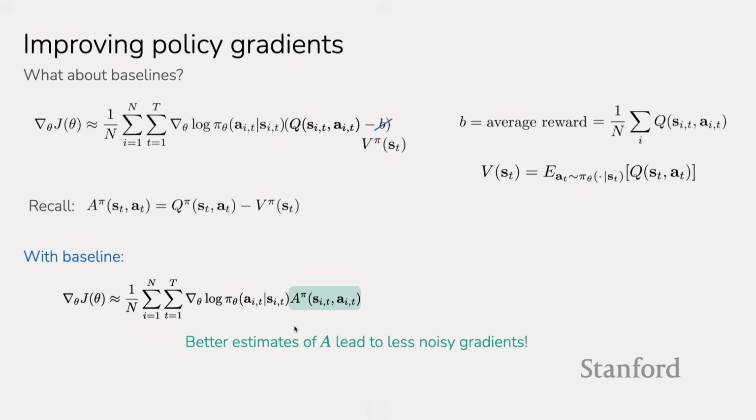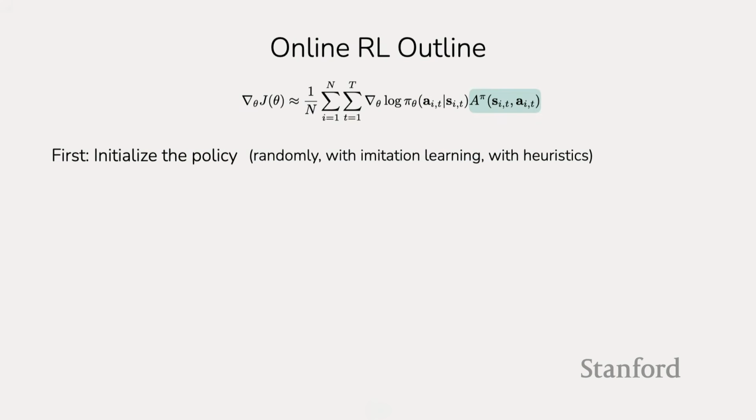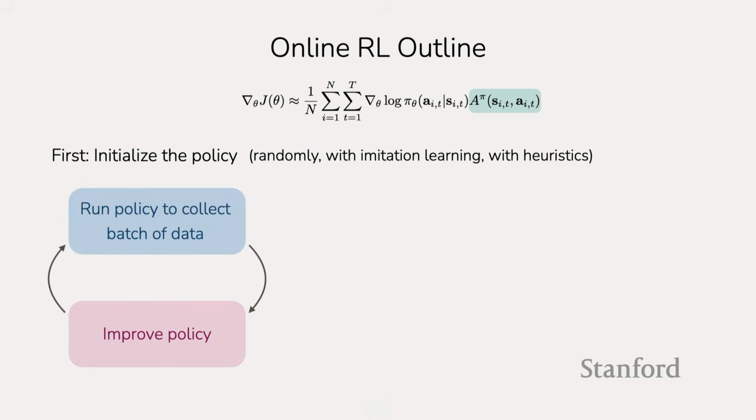Okay, so let's actually talk about how we use this. Just as a quick overview of what the algorithm will look like for this form of algorithm: before, we had this loop between running the policy and improving the policy.